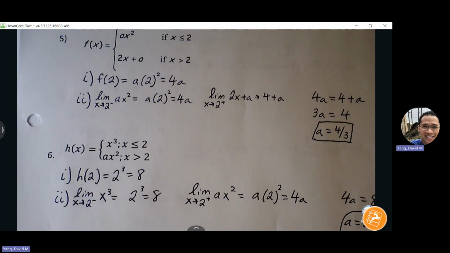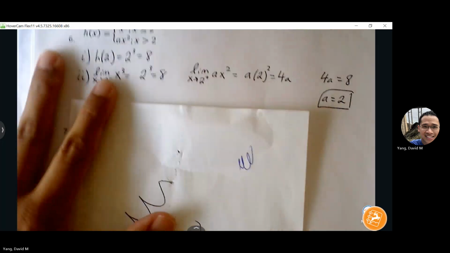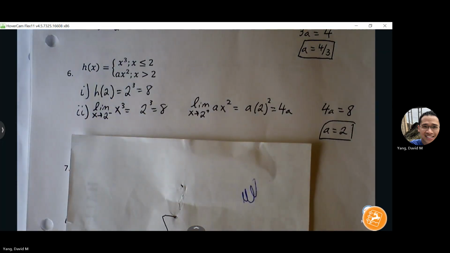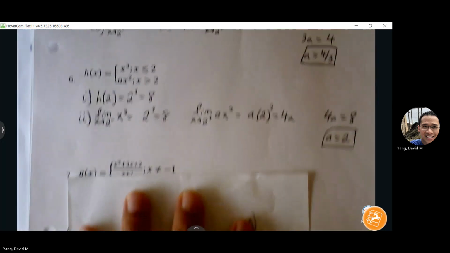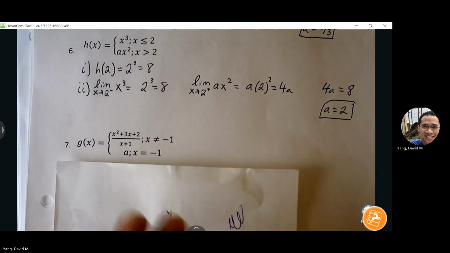Anybody get an answer for number 6? a equals 2. Good. Okay, for number 7, we go through the same steps: point, limit, and then compare.